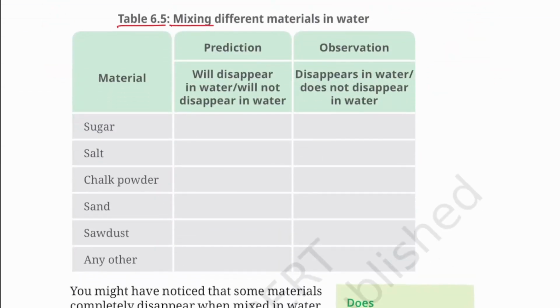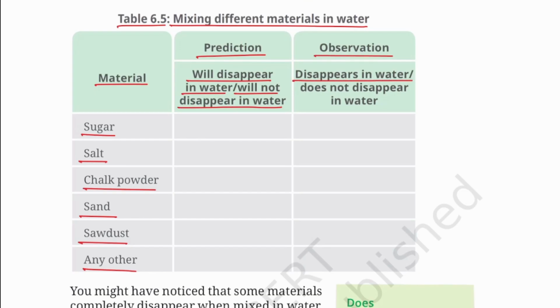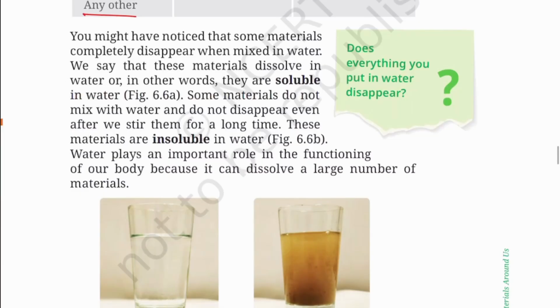Table 6.5. Mixing different materials in water. Material: sugar, salt, chalk powder, sand, sawdust, any other. Prediction: will disappear in water, will not disappear in water. Observation: disappears in water, does not disappear in water. Sugar and salt will disappear, chalk powder, sand and sawdust will remain insoluble. Question: does everything you put in water disappear?